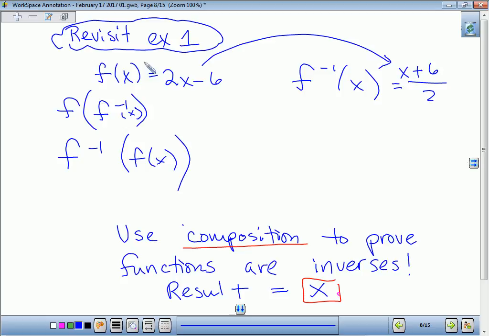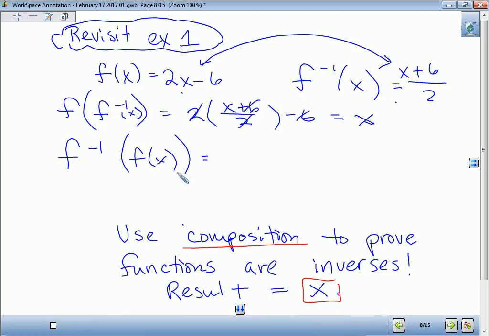Okay, last thing. Going back to the first example, I gave you f of x equals this, and we found the inverse was that. Now, something really cool happens when we do composition with inverses. If I do f of f inverse of x, so if I plug this one into this one, it becomes 2 times this stuff, x plus 6 over 2. What happens to the 2's? They cancel. What happens to the 6's? They cancel. And I'm left with x.